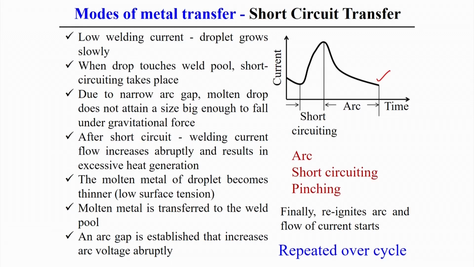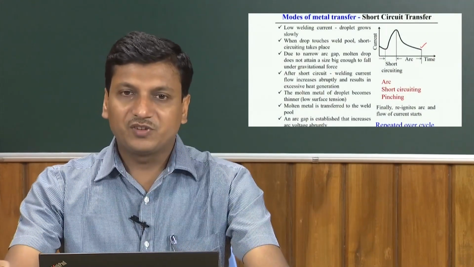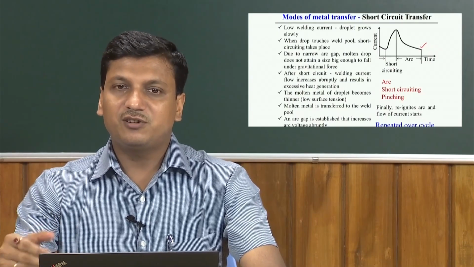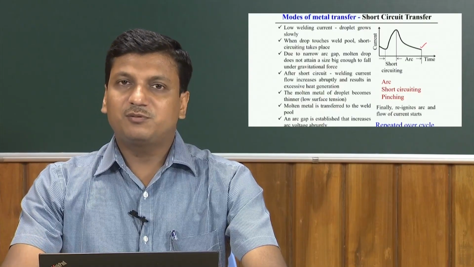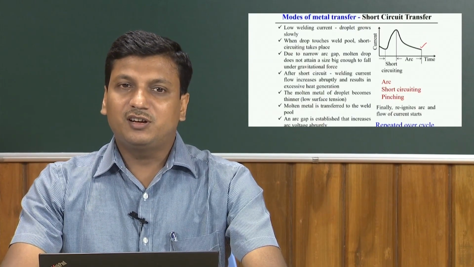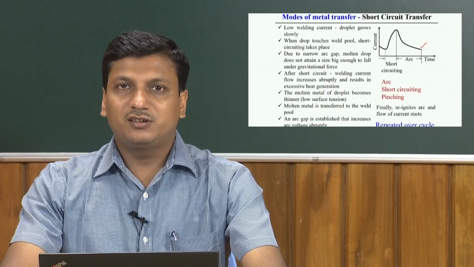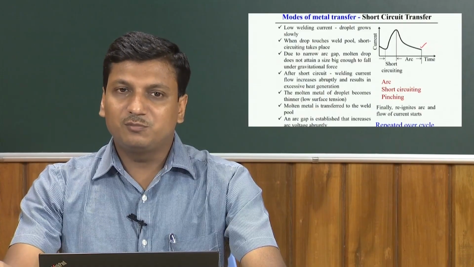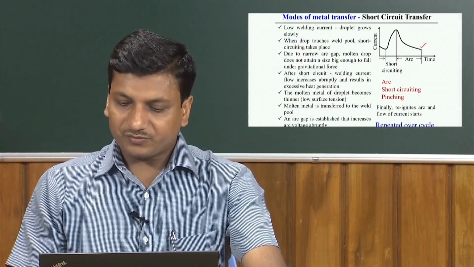When the arc gap is established, there is also an abrupt increment of the arc voltage. Short circuit metal transfer can be characterized by three components: the creation of the arc, short circuiting, and pinching. Pinching means that, due to the pinch effect, the molten droplet is detached from the electrode. This typical cycle is repeated over and over. This mode of metal transfer, the short circuit mode, is observed in different gas metal arc welding processes. So, this is one type of metal transfer.